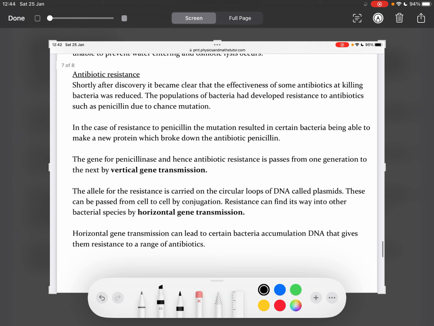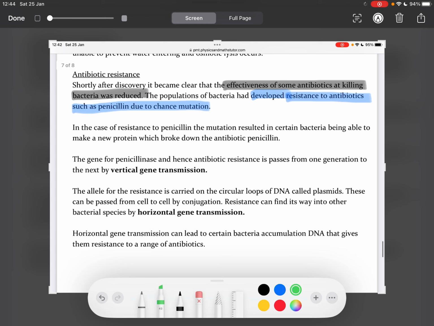This is important information so far. Shortly after discovery, it became clear that the effectiveness of some antibiotics at killing bacteria was reduced. First thing, the effectiveness of some antibiotics at killing bacteria was reduced. How did they know that? The population of bacteria had developed resistance to antibiotics such as penicillin due to chance mutation.